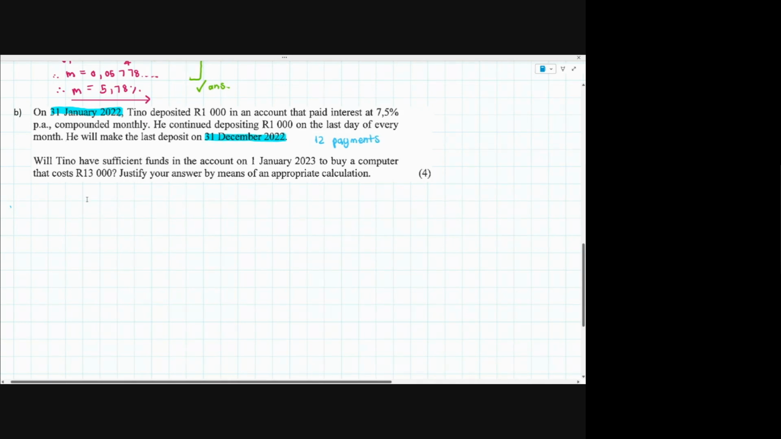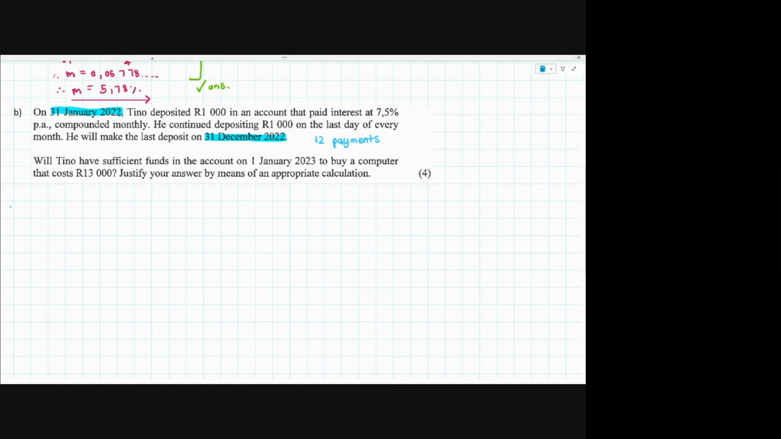12 payments. We want to know if he'll have enough money in the account on the 1st of January. From the 31st of December to the 1st of January, there's no additional payment, and it's not even a day's worth of interest. So that's not something we need to stress about. So that's the time period.